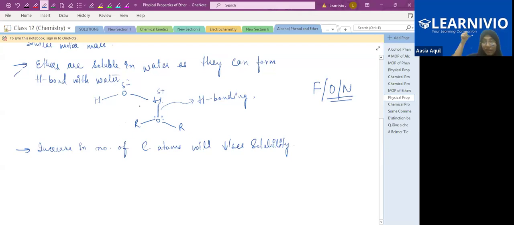So when you dissolve the ether into the water, what happens? Oxygen is having the lone pairs, और lone pairs क्या होते हैं? They are negatively charged, non-bonded electrons. So they will try to approach this hydrogen, and there will be a hydrogen bond between the oxygen of the ether and the hydrogen of the water. यहाँ पे hydrogen bond बनाता है. So that's why ethers are soluble in water. Is it clear?